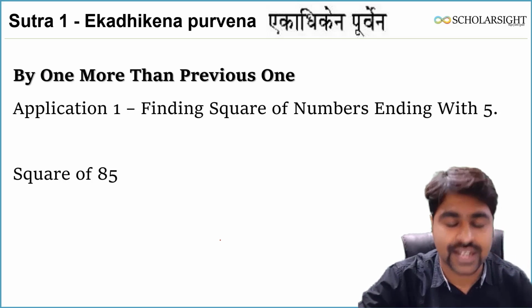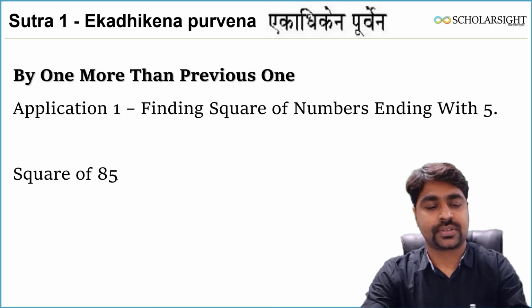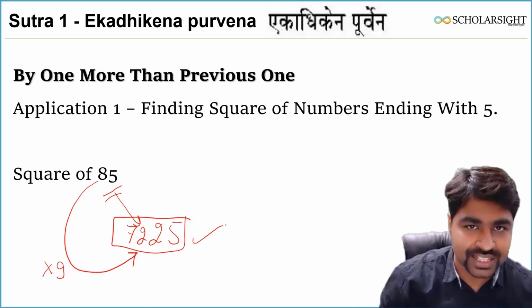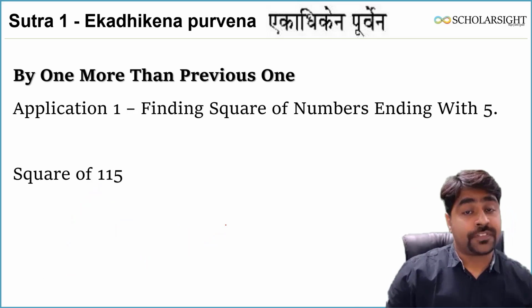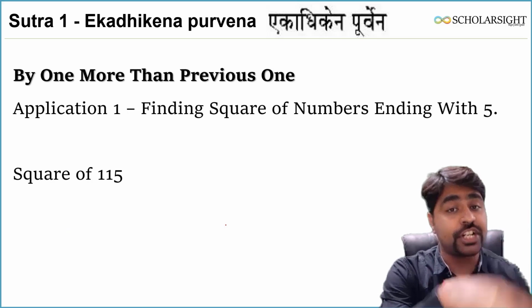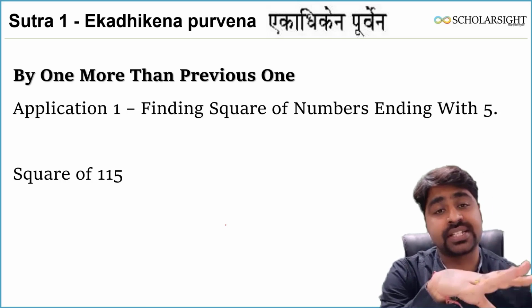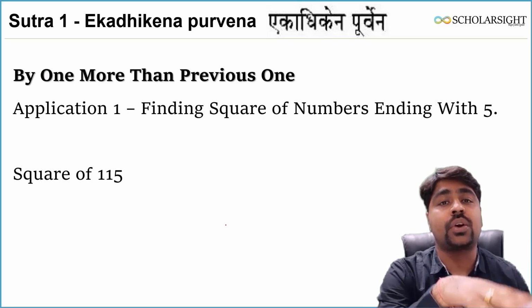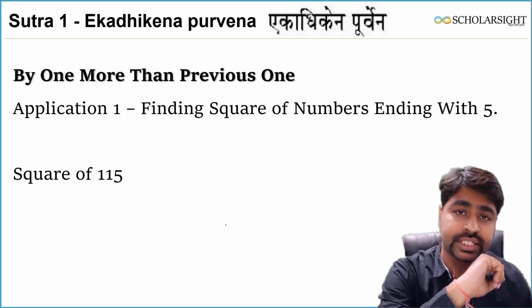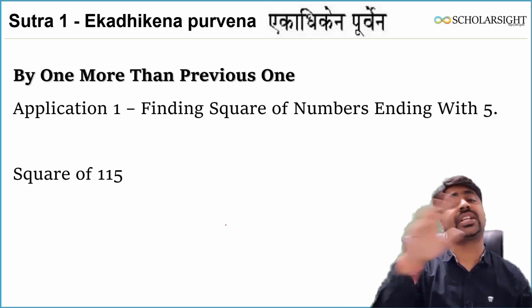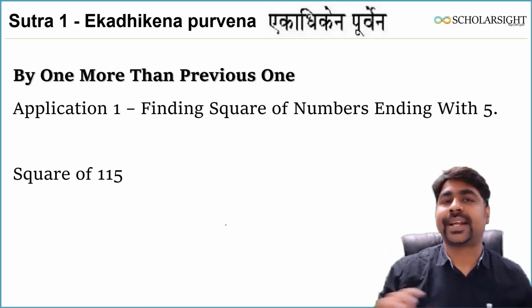Isn't it interesting? I hope it is. Right? So 5 square, 25. 8 multiplied by the next number to that, and 7225 is going to be your answer. Now 115. I am actually doing this particular question for two reasons. One reason is I wanted you to understand that it's not only squares of 2-digit numbers that you can find using this logic. You can do squares of numbers of 2 digits, 3 digits, 4 digits, n number of digits by the same logic.